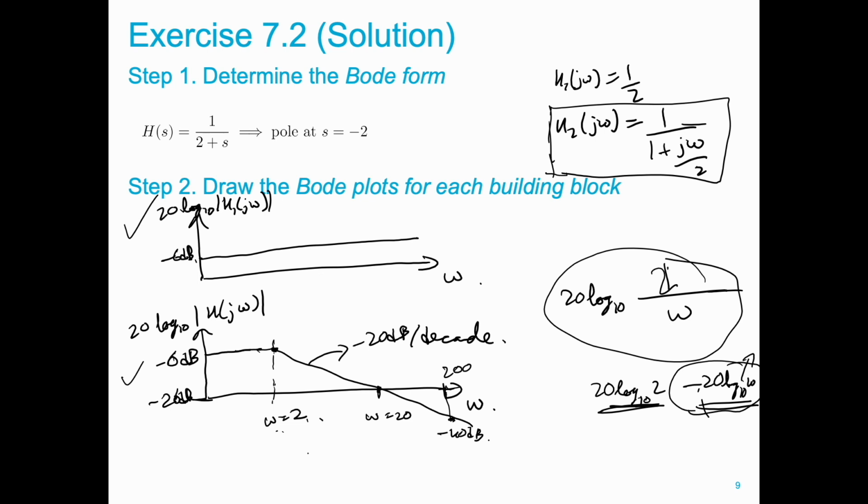So the magnitude response is minus 6 dB at low frequencies, and as soon as we hit 2 radians per second, it starts to decrease at 20 decibels per decade, right? Now, let's work out the phase sketch next.